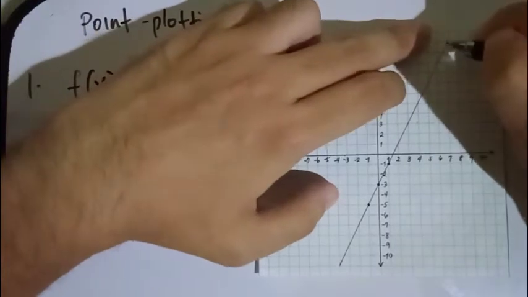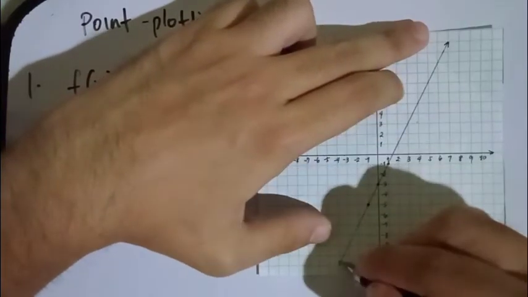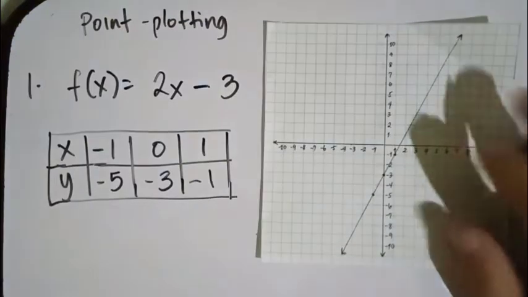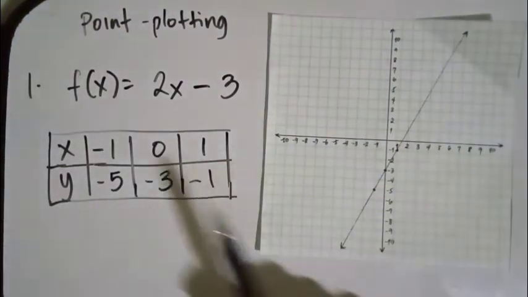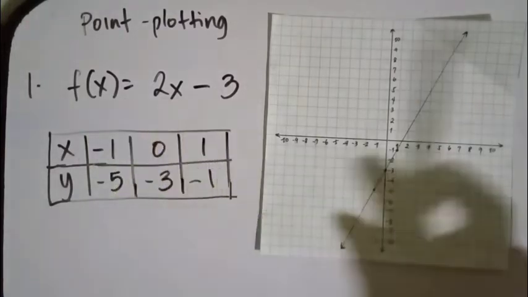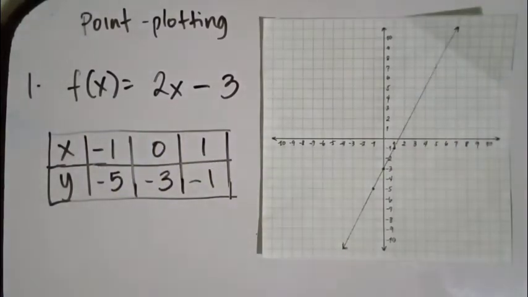So, ganito po ang pag-graph ng linear function. Okay? At itong line na to ay yung graph ng f of x equals 2x minus 3. So, that's it. Okay? So, let us proceed to the next one.